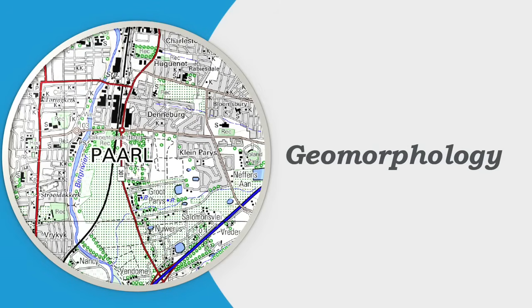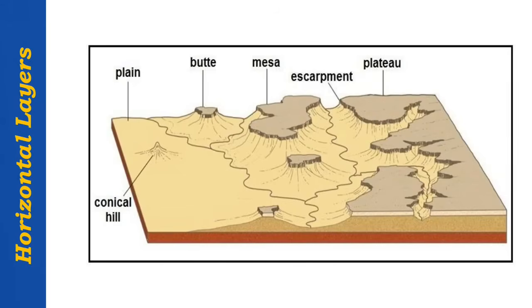Now we're going to look at geomorphology and how the examiners will incorporate the geomorphology that you learned in grade 11 into the Mapwork paper. So let's start with horizontal layers, features or landforms that result from horizontal layers of rock. And here are all those features in one photograph. So we've got the plateau, we have the escarpment, we've got the mesa, we have a butte, we have a conical hill, and a plain.